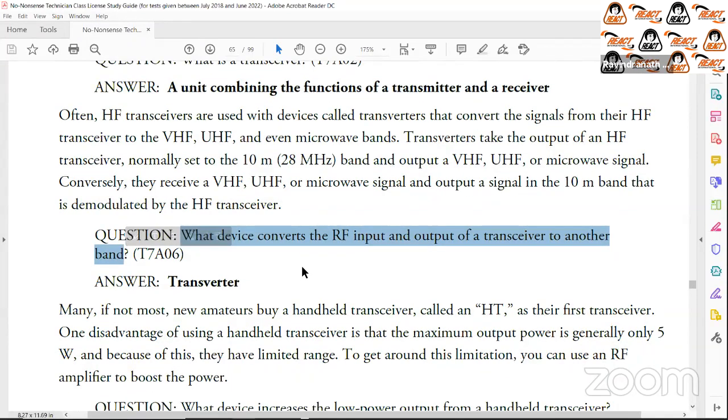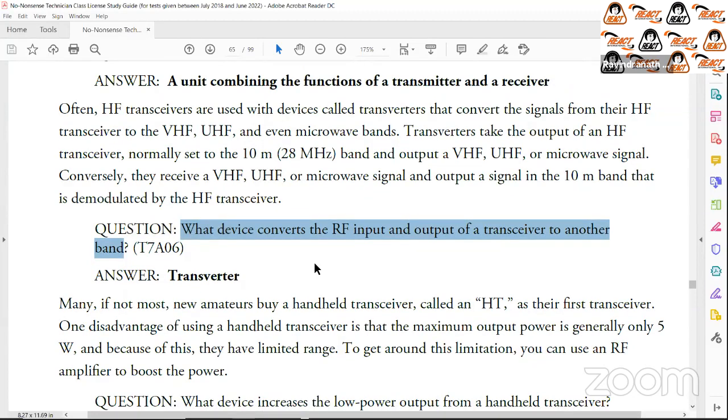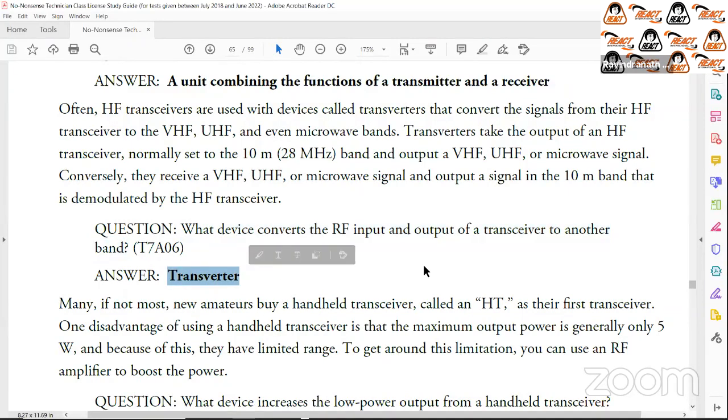Next question. What device converts the RF input and output of a transceiver to another band? Remember we had shown where we use a transverter and we connected a radio to it and to the antenna, and we said it's working bidirectionally to convert from one frequency to another. So that's what they mean here by RF, radio frequency input and output. So the answer to this question is a transverter.